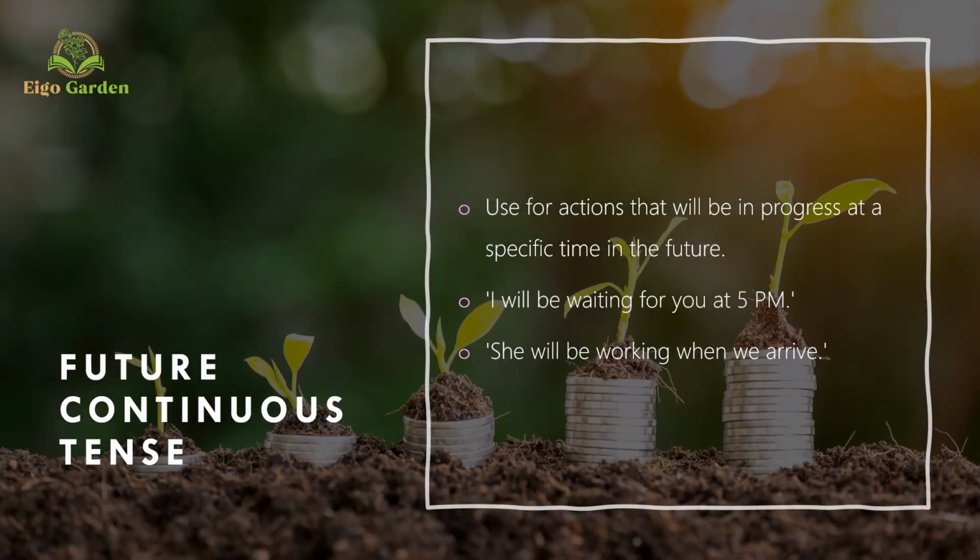The future continuous tense describes actions that will be happening at a future time. "I will be waiting for you at 5 p.m.," and "she will be working when we arrive," are examples of this tense. Simply add "will" to the continuous form of the verb.